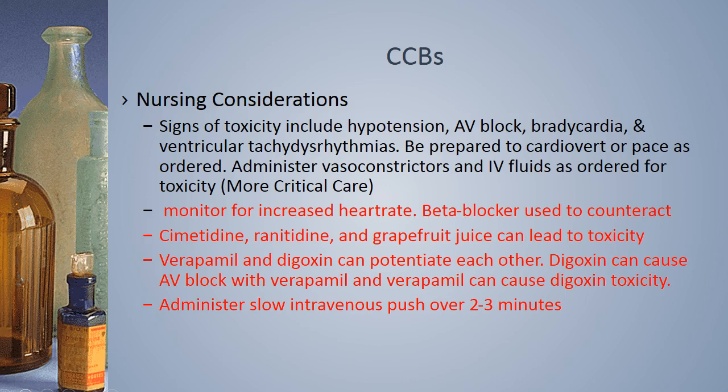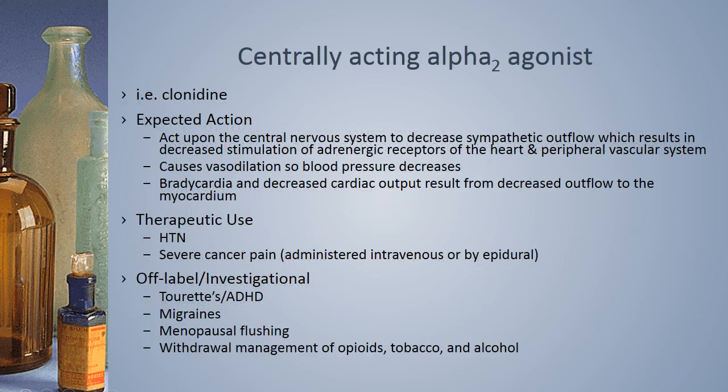You can use a beta blocker to help counteract the effect of an increased heart rate. Cimetidine, ranitidine, and grapefruit juice can lead to toxicity. Verapamil and digoxin will potentiate each other, so digoxin can cause AV block with verapamil, and verapamil can cause digoxin toxicity. And then you're going to give slow IV push over 2 to 3 minutes.